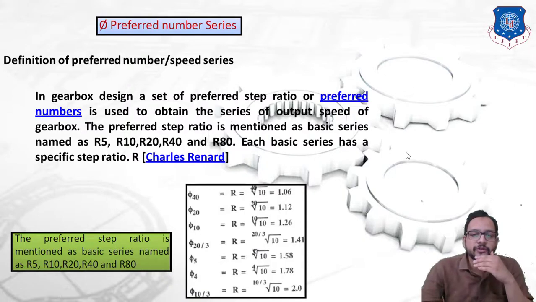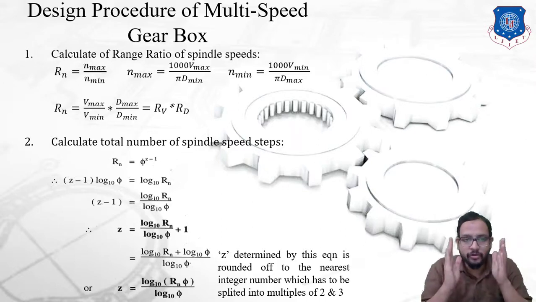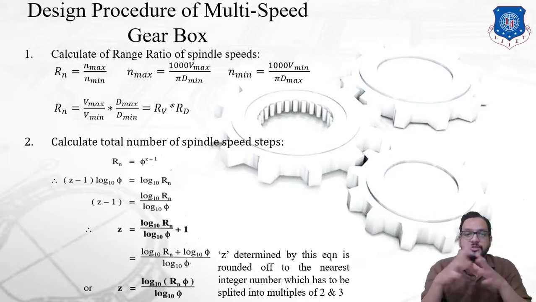Now let's proceed further and see our next topic, the design procedure of a multi-speed gearbox. This is the most important step. It is also asked in the exam, in a 7-mark question, to describe the procedure for a multi-speed gearbox. So remember the steps, and we are going to use these steps while solving numericals.